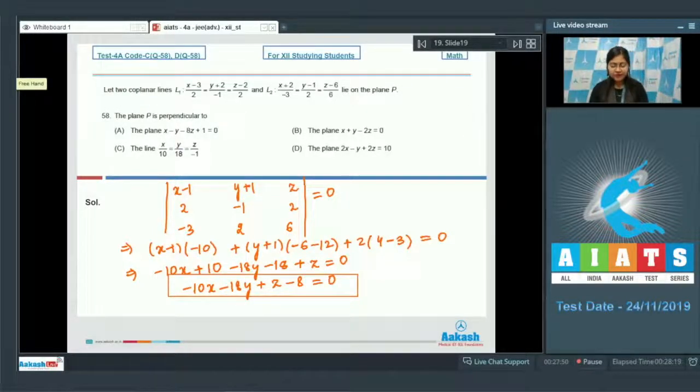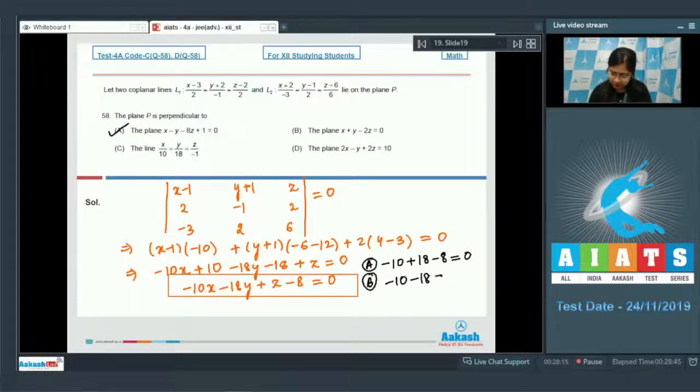Now we have to check whether it is perpendicular to the plane x minus y minus 8z plus 1 equal to 0 or not. So let us take dot products of the normal vectors. That will be minus 10 plus 18 minus 8. That is definitely equal to 0. So these two are perpendicular. Let us check option number B now. Minus 10 minus 18 minus 2, that is not equal to 0.